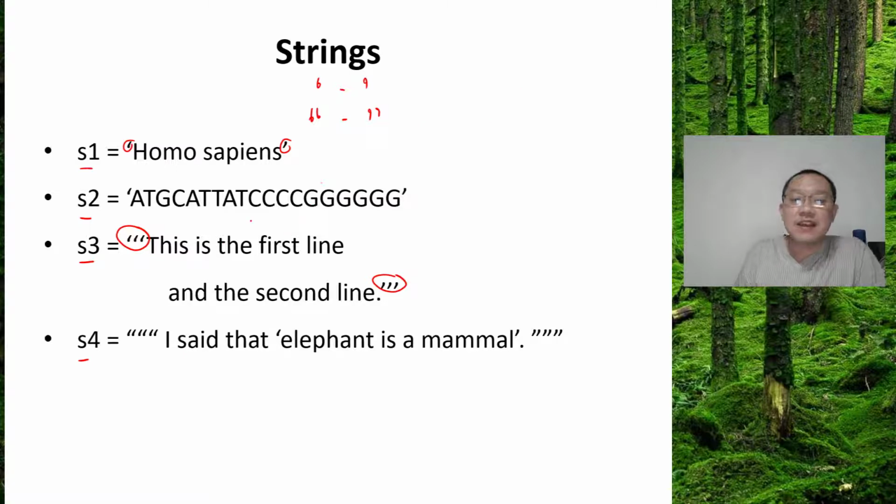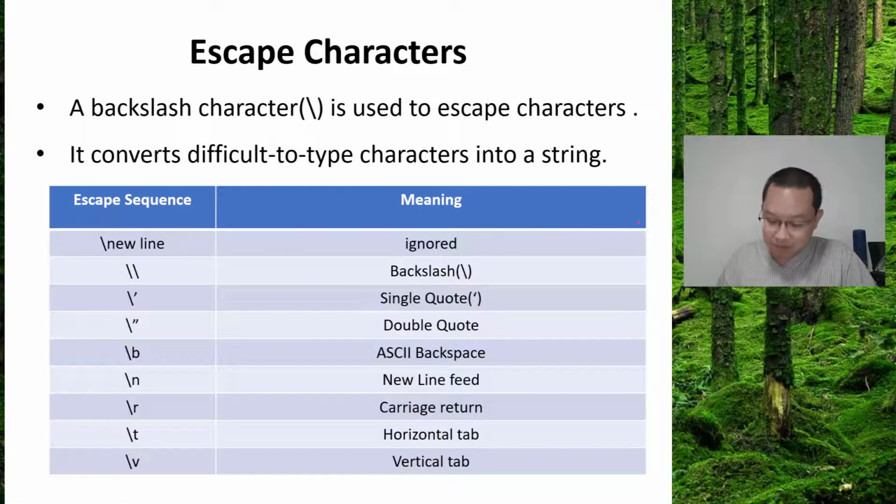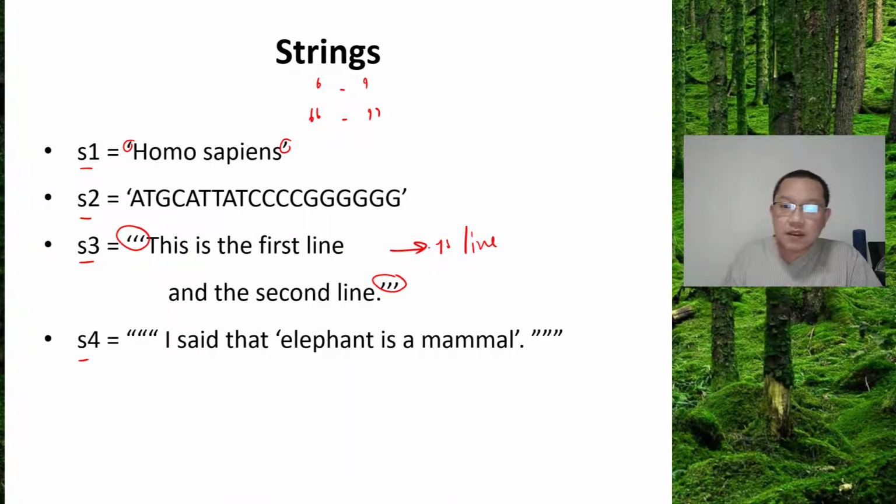Like in this case, a string with 2 lines. So this is the first line, and this is the second line. So what separates the second line and the first line?